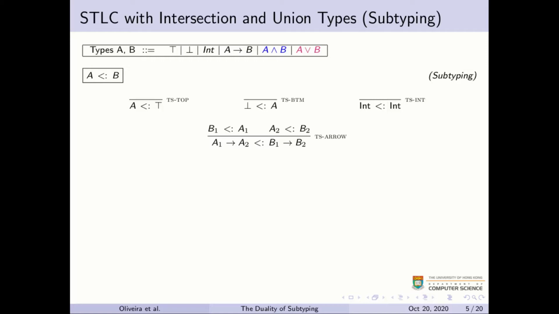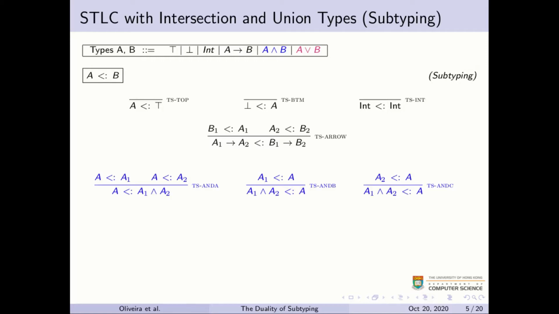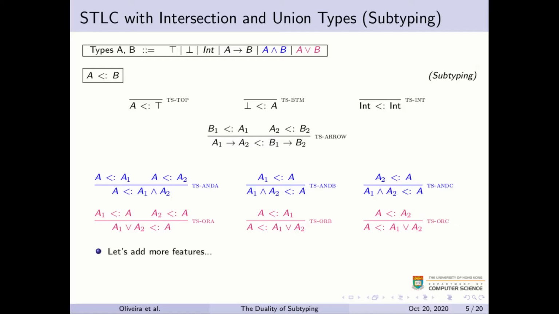When we add union types in this system, we need 4 basic set of rules, one for top, one for bottom, one for integer, one for functions. We need 3 rules for the intersection types, and we need 3 more rules for the union types. Since we are adding more types in the system, we need more subtyping rules. Now let's think for a moment, what if we add more types in the system? What if we add universal types? What if we add bounded quantification? Then we will need more subtyping rules.